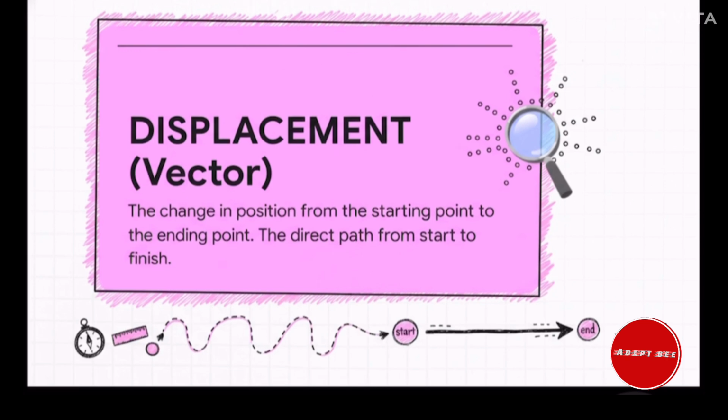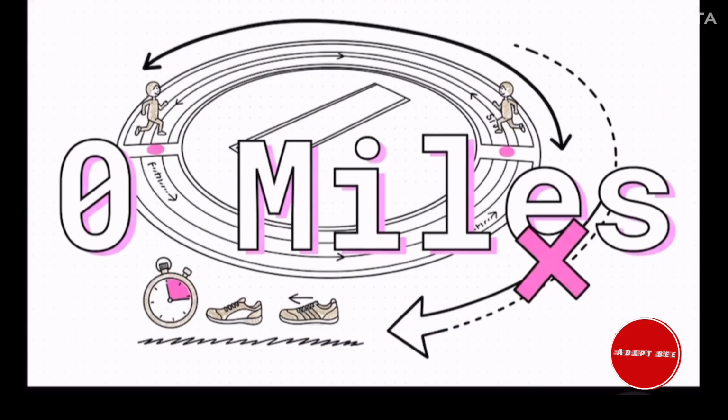But now, let's talk about displacement. Displacement is a vector, so it's all about direction. It doesn't care about the winding path you took or how many steps you got in. It asks one simple, ruthless question. What is the straight line distance and direction from where you started to where you ended? So think about our trip. You started at home and you ended up right back at home. Your starting point and your ending point are the exact same place. So the change in your position, your displacement, is 0. Nothing.